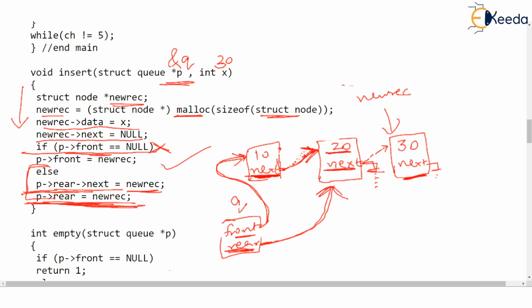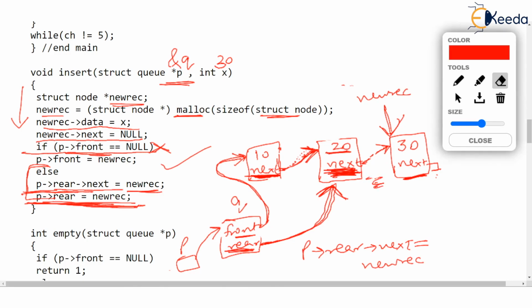How will you do that? First of all, you will have to reach this next. Well, who is pointing to this next? Of course, rear is pointing to this next. But then there is a pointer called P which points to this entire block. So you will write P arrow rear, arrow next. So you have reached this next. Should be equal to new rec. And new rec, as it is pointing to 30, this next pointer will point to 30. And now this next is no more null.